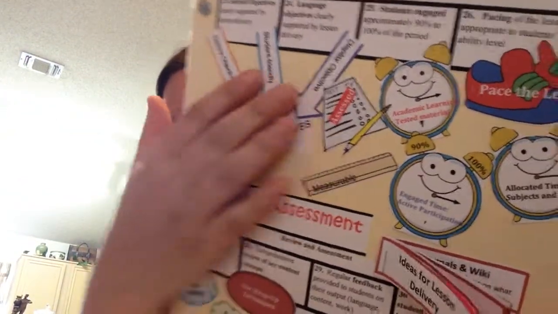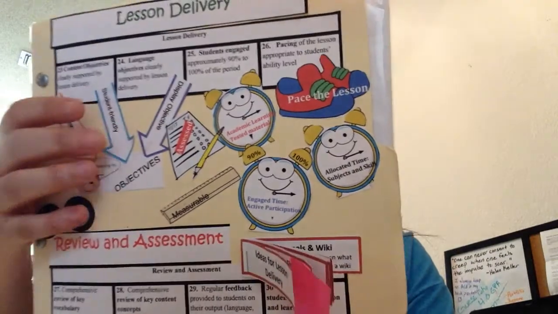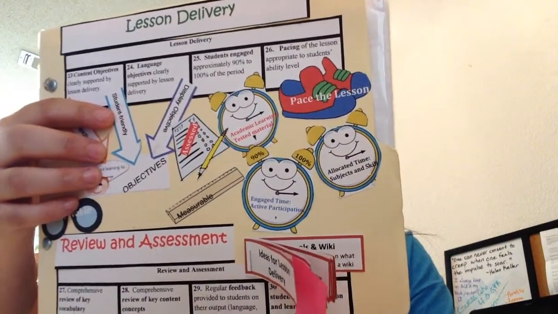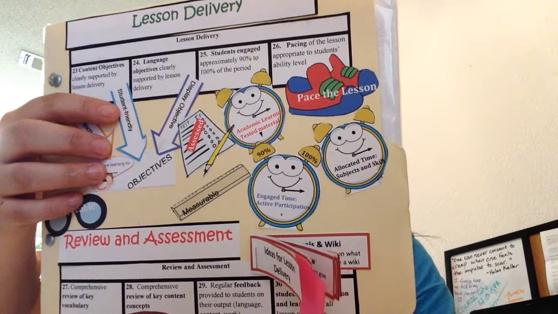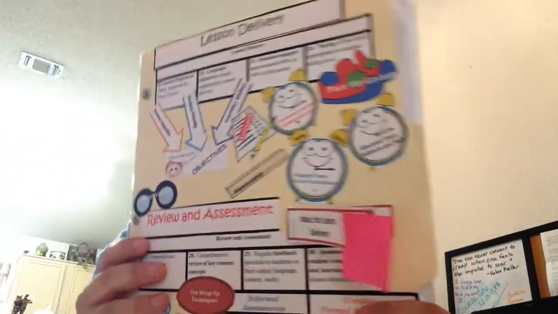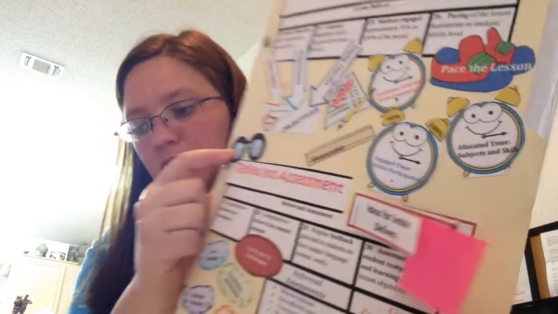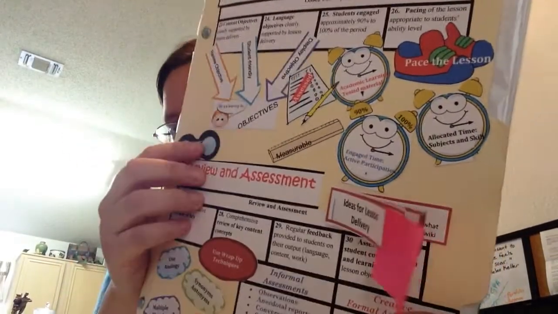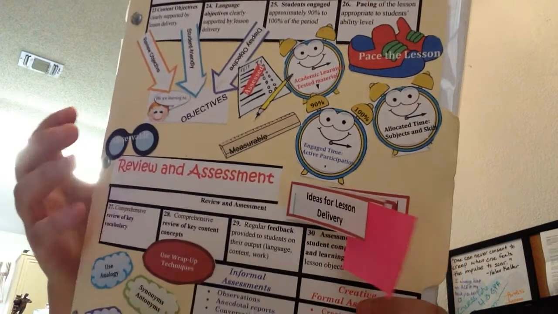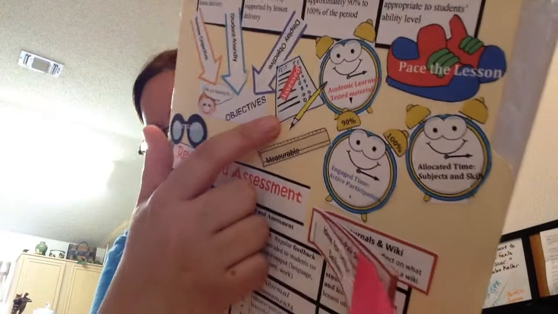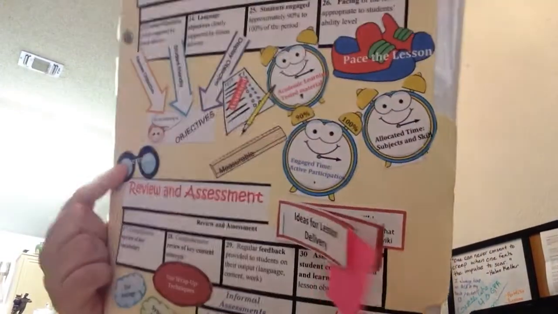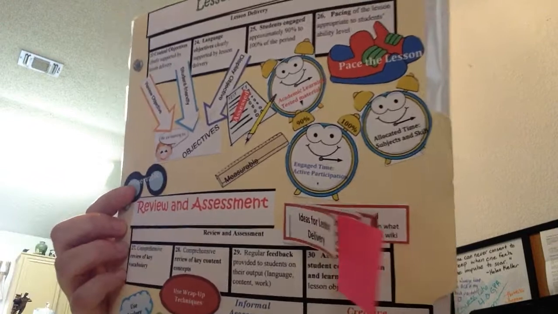Okay, in lesson delivery, these arrows right here are to remind me that both content and language objectives need to be reviewed, displayed, and should also be written in a student-friendly manner. Then we have the ruler, the assessed paper, and then the binoculars, and they are for measurable, which is this, assessed, which is the little test, and observable. All objectives should be measurable, assessed, and observable.